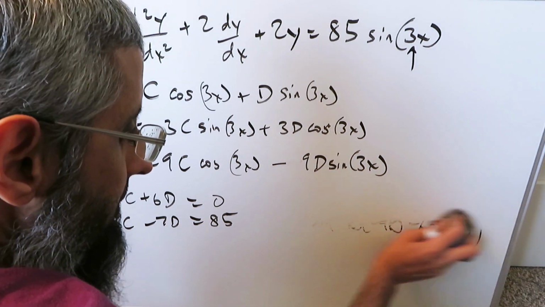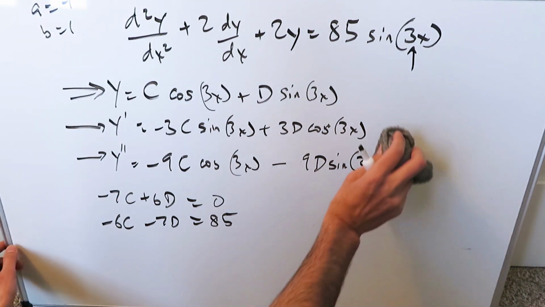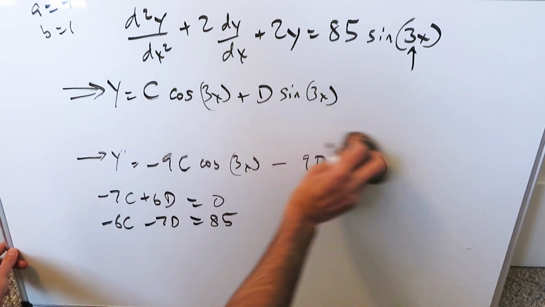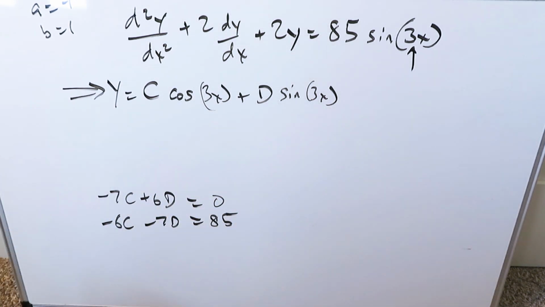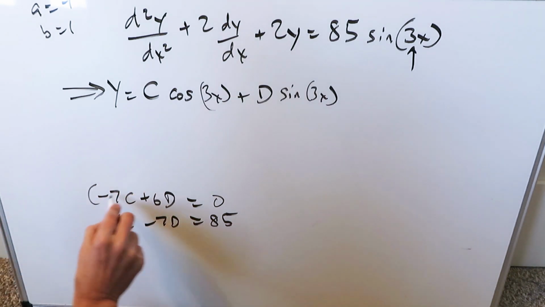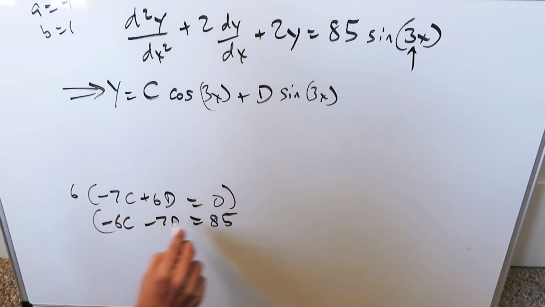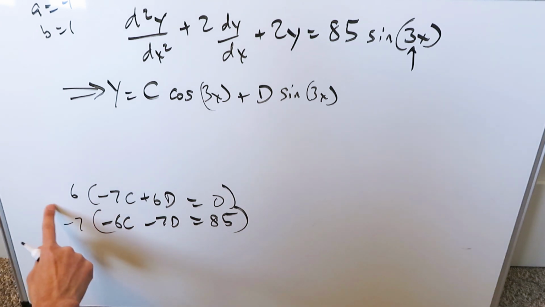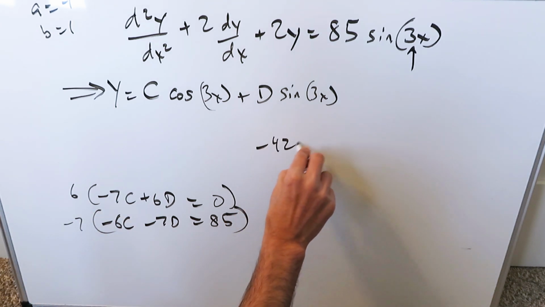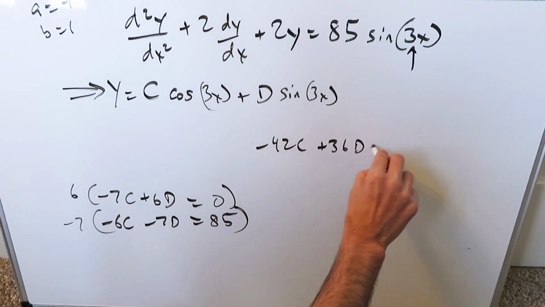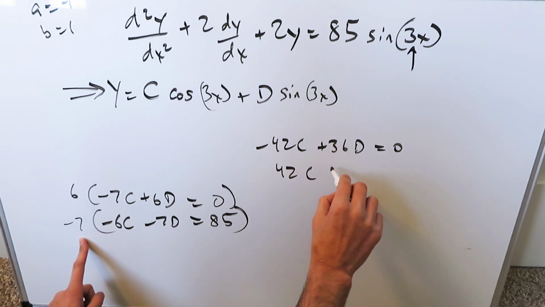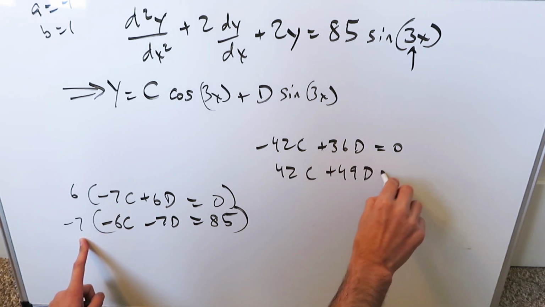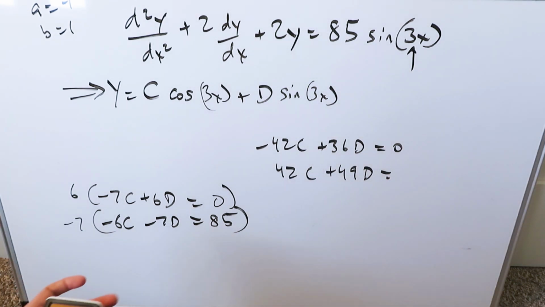I don't need to see this anymore. And just to create space, I'm removing even this because I only need my original template, which is right here, my 0 order or my function. I'll take this top part, I'll multiply by 6, I'll take the lower part, multiply by minus 7. When I do this, I have here a minus 42c plus 36d is equal to 0. When I look over here, I have a 42c plus a 49d is equal to 85 times a minus 7. What is that? Minus 595.